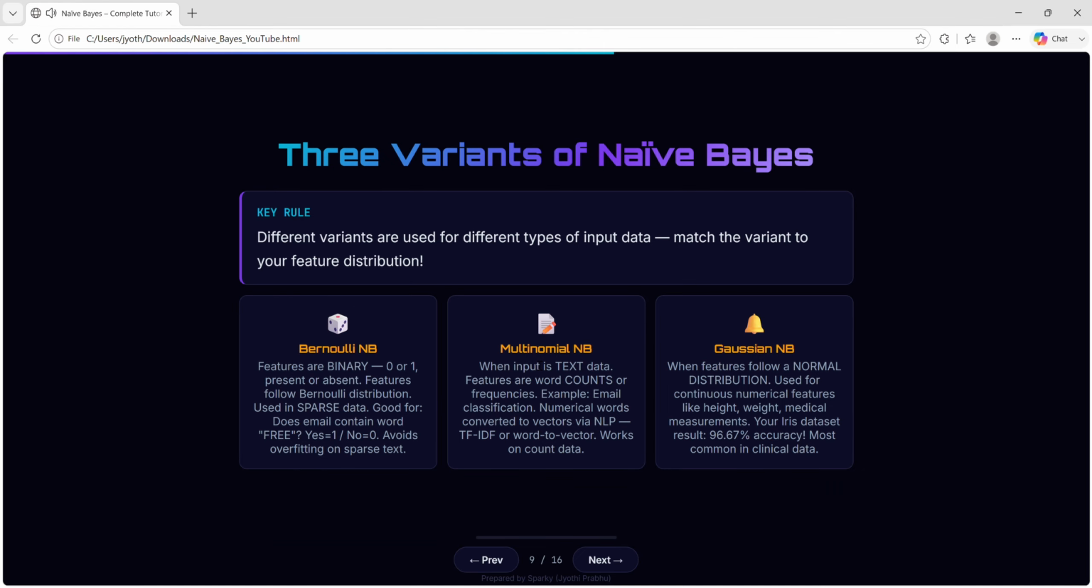There are 3 variants. Choose based on your data type. Bernoulli NB is for binary features, present or absent, 0 or 1. Used in sparse document data. Multinomial NB is for text data, word counts, term frequencies, TF-IDF vectors. For NLP, words become vectors and go into this model. Gaussian NB is for continuous features that follow a normal distribution, like medical measurements, height, weight. This is what we used today on the iris dataset.